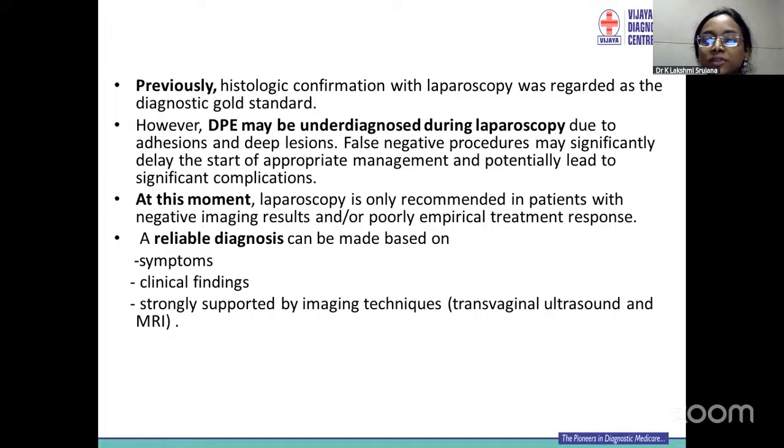Previously, histological confirmation with laparoscopy was regarded as the diagnostic gold standard. However, DPE may be underdiagnosed during laparoscopy due to adhesions and deep lesions. False negative procedures may significantly delay the start of appropriate management and potentially lead to significant complications. At this moment, laparoscopy is recommended in patients with negative imaging results and poor empirical treatment response. A reliable diagnosis can be made based on symptoms, clinical findings, and strongly supported by imaging techniques like TVS or MRI.